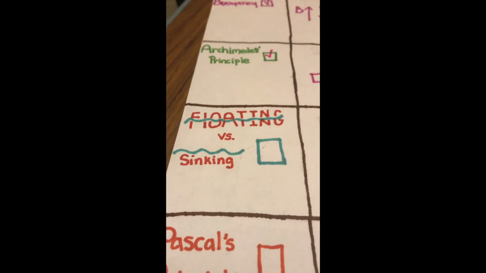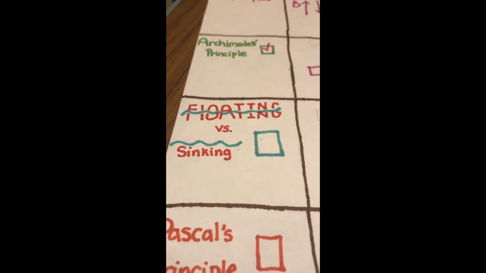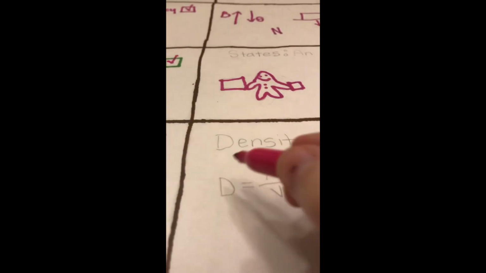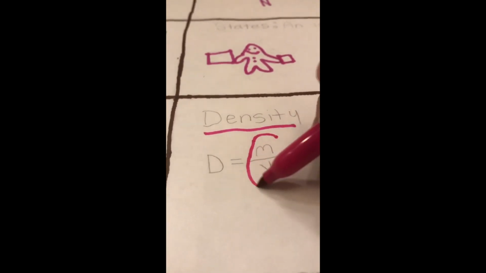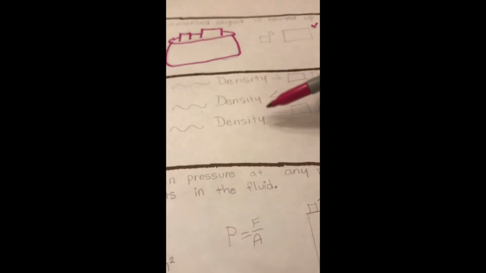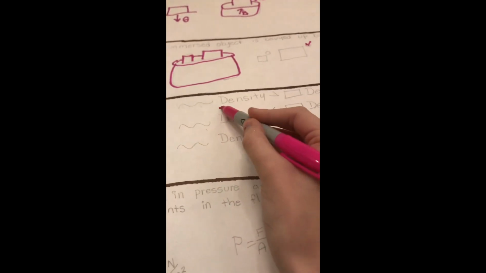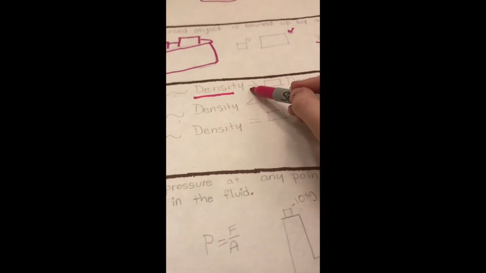Next, we're going to cover floating versus sinking. Basically, what makes an object float and what makes it sink. So we're going to go back and visit our friend density. As we remember, density is equal to mass divided by volume. Now, we're going to take a moment to look at these 3 things. If the density of the water is greater than the density of the object, then it is going to float.